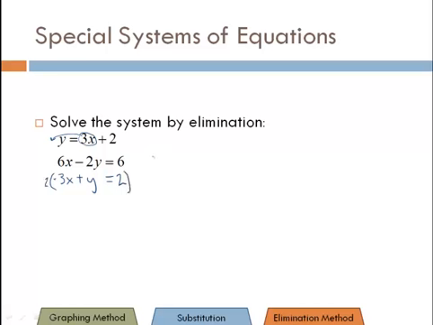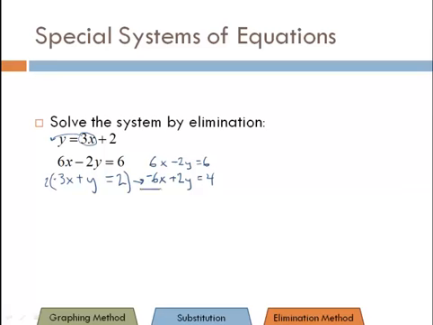And if we do that, let's quick copy this one over, 6x minus 2y equals 6. And if we do this multiplication, 2 times negative 3 is negative 6 x's. 2 times y is positive 2y's. And 2 times 2 is 4.